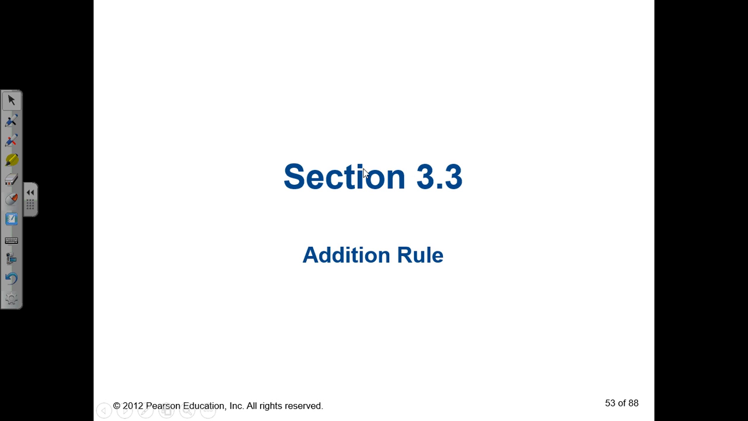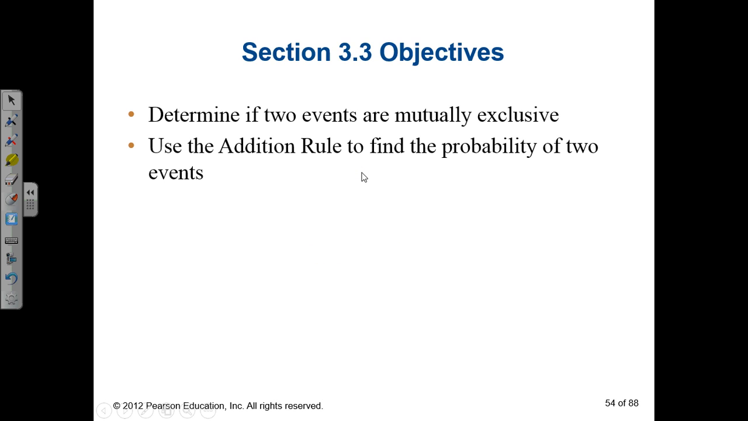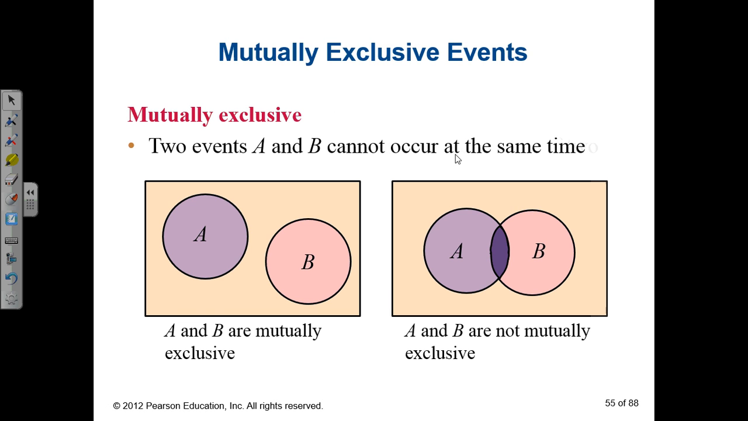Okay, so now we're going to look at another rule in probability known as the addition rule. The first thing we need to do is learn a new definition for mutually exclusive events. Two events are mutually exclusive if they cannot occur at the same time. Suppose A is a person is born in New Orleans and B is a person is born in Tampa. One person cannot be born in two different cities, so those events are mutually exclusive.